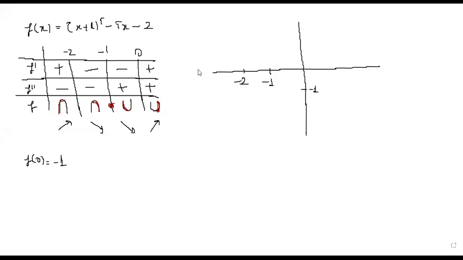Sorry, guys, it will be easier to sketch here, so I note the table here. So here we have the function. We already found the table. We know f of 0 is equal to -1, so we have this point. This should be on the graph. And we know the inflection point is here, at -1, and this is the local max, and this is the local minimum.